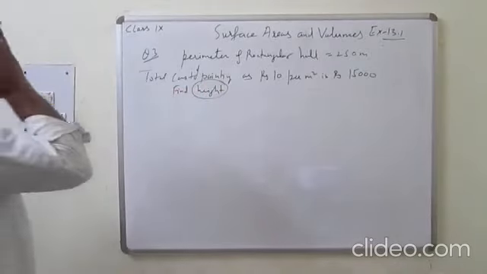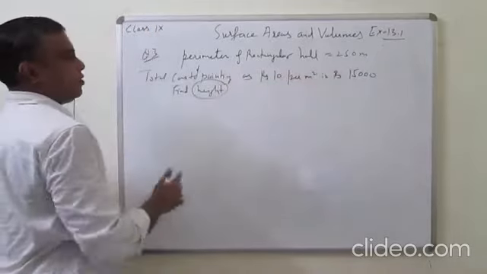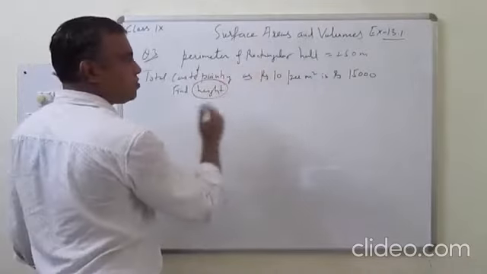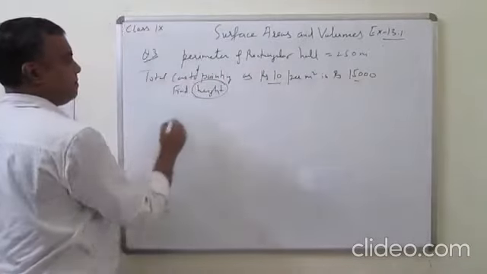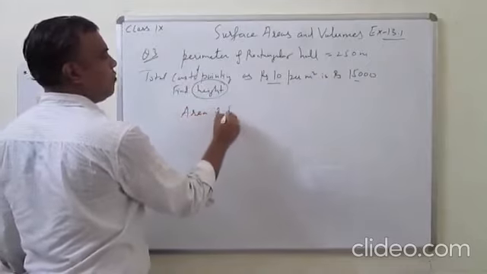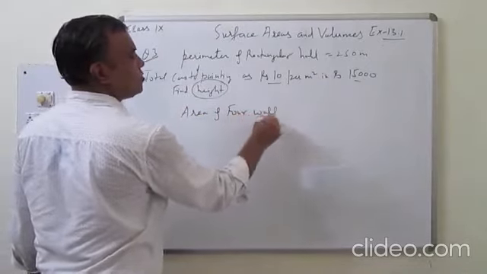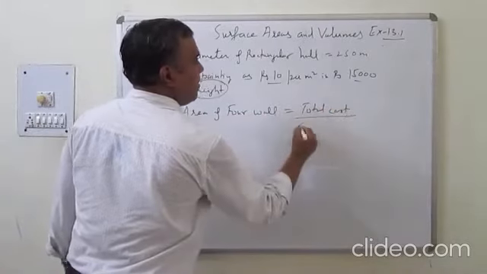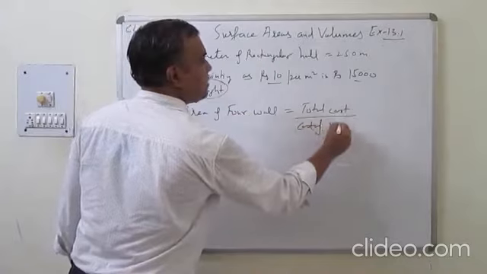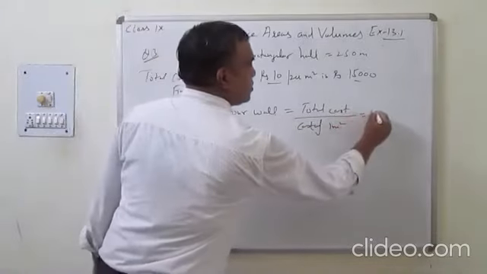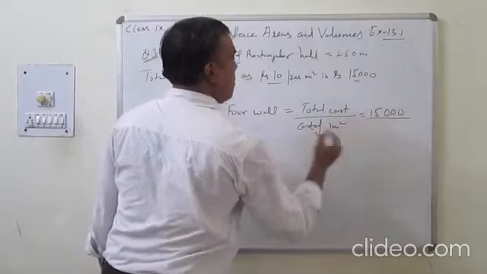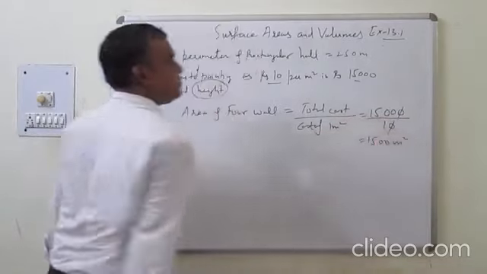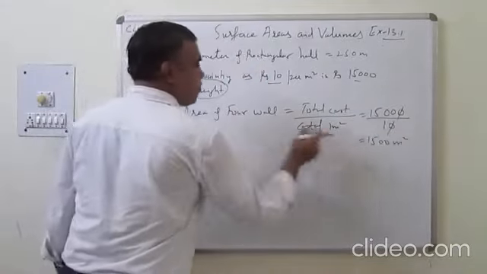See here. Cost of painting, total cost is given to you. Cost of 1 meter square is also given to you. So what is the area of four walls? Total cost divided by cost of 1 meter square. So total cost is 15,000 upon 10. This will cut, you will get 1500 meter square. This is the area of four walls.